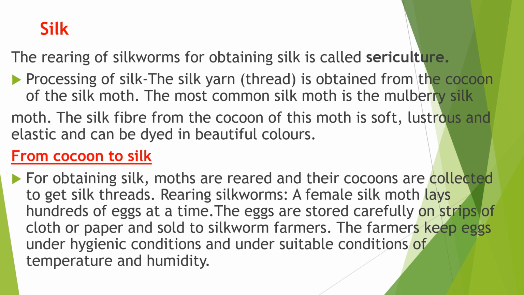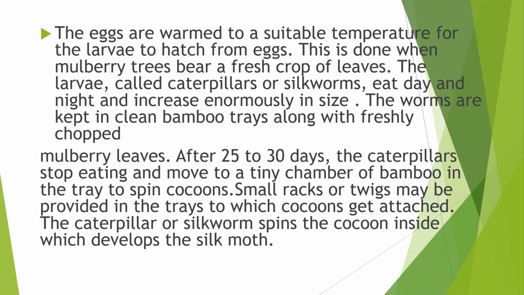Now, from cocoon to silk, how it is processed. For obtaining the silk, the moths are reared and their cocoons are collected to get the silk threads. A female silk moth lays hundreds of eggs. These eggs are stored carefully on strips of cloth or paper and sold to silkworm farmers. The farmers keep these eggs under hygienic conditions in bamboo baskets.